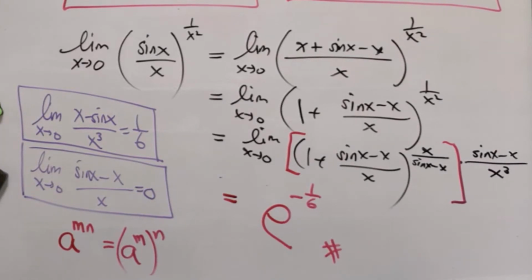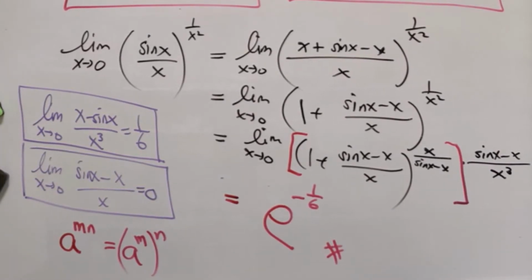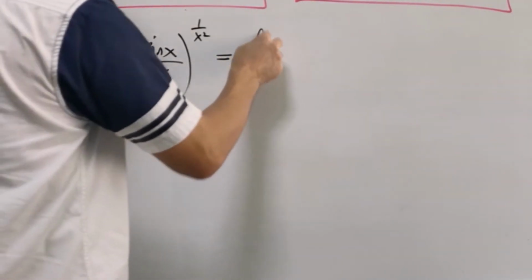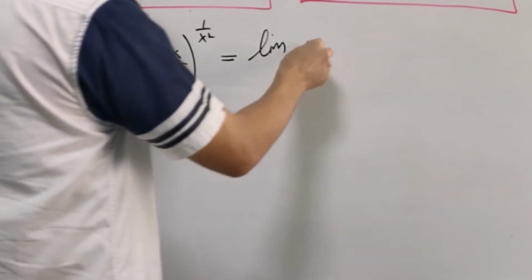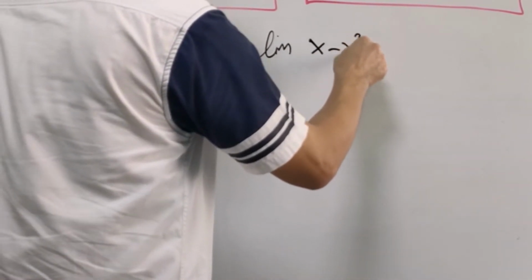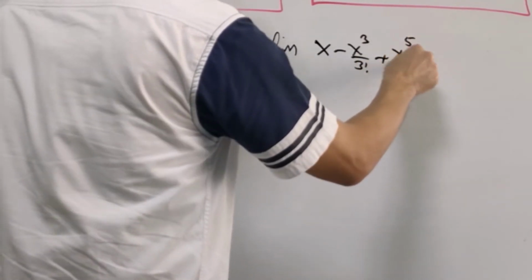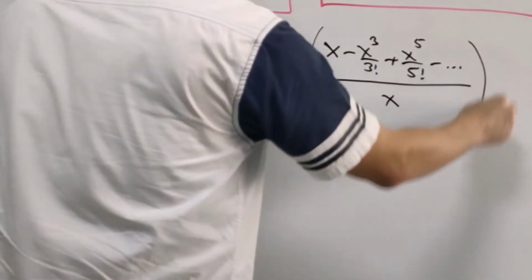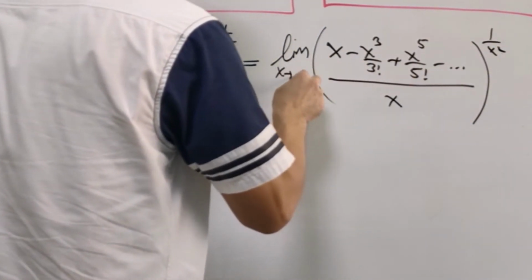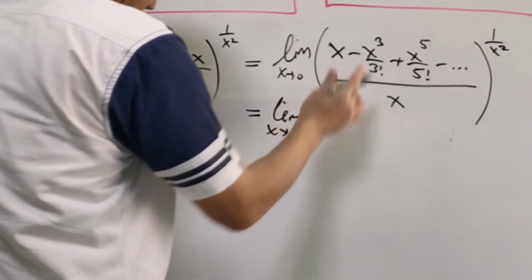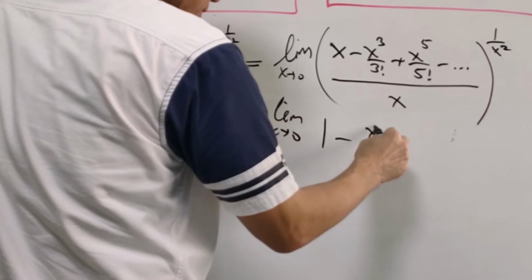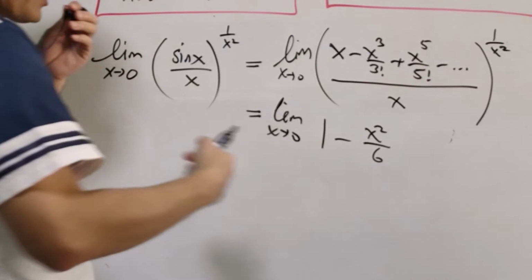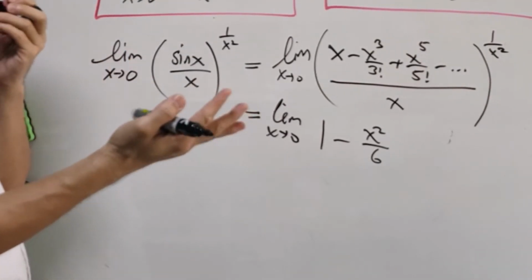Now we go to the second method, which may not be so rigorous. For the second method, we use the Maclaurin series for sine x, and we will have (x minus x cubed over 3 factorial plus x to the 5 over 5 factorial, and so on and so forth, over x) to the power of 1 over x squared, as x goes to 0. We'll get (1 minus x squared over 6) to that power, and we ignore the rest because they are too small and not significant.